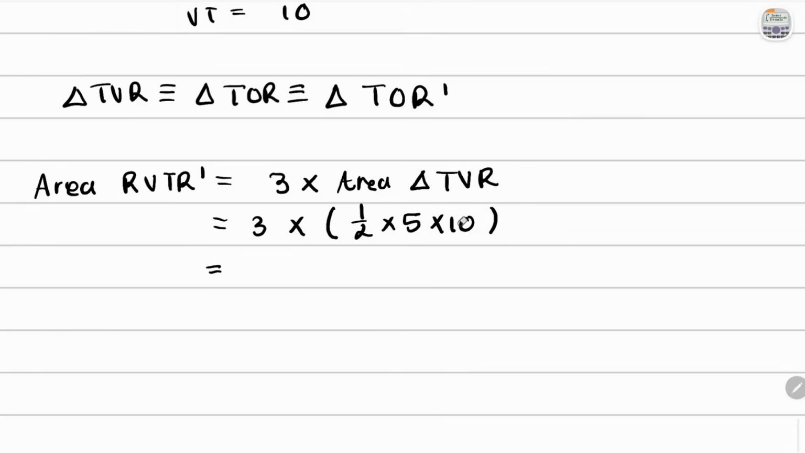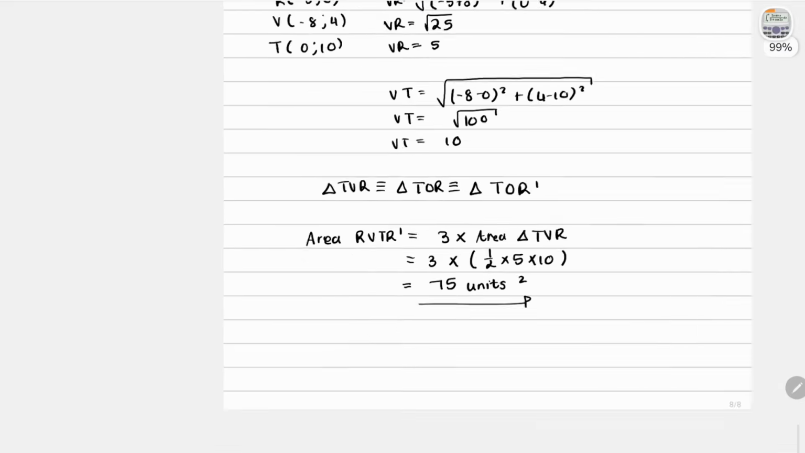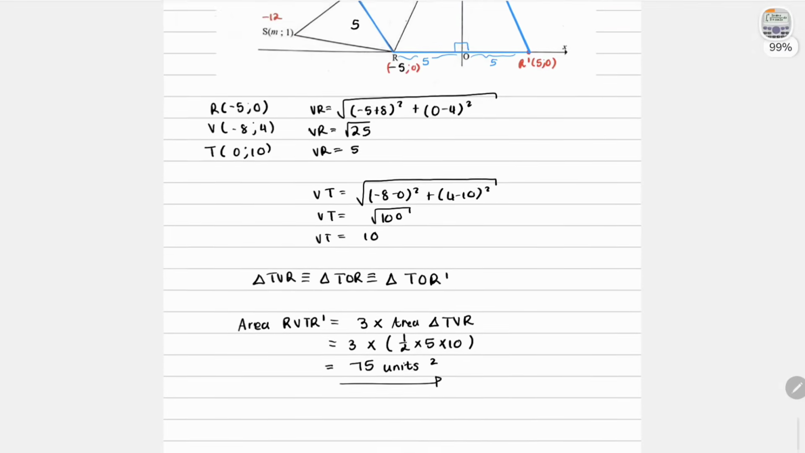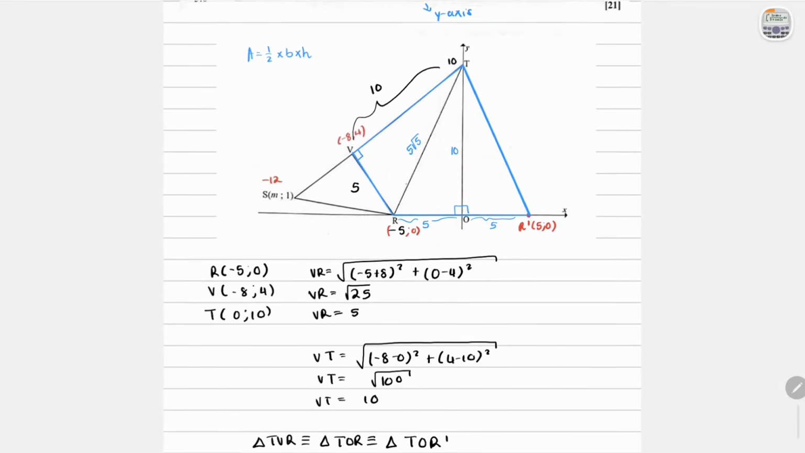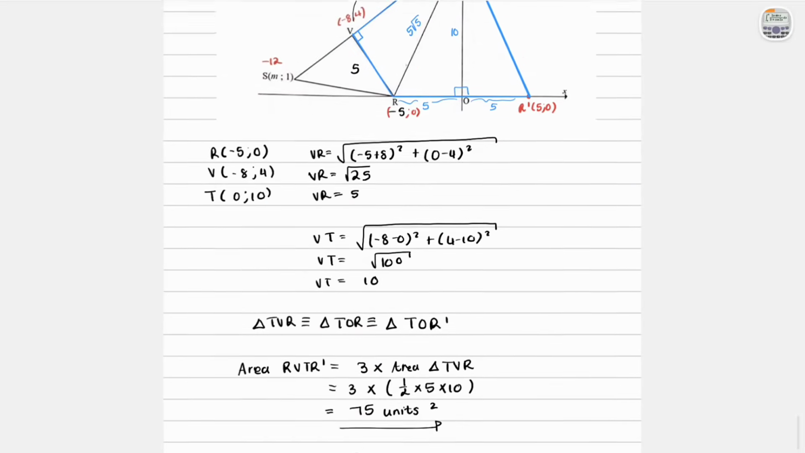Half times 10 is already 5. 5 times 5 is 25. Times 3 is 75. So this is 75 units squared. There we go. That is the area of RVTR prime. And that is it for question 3.